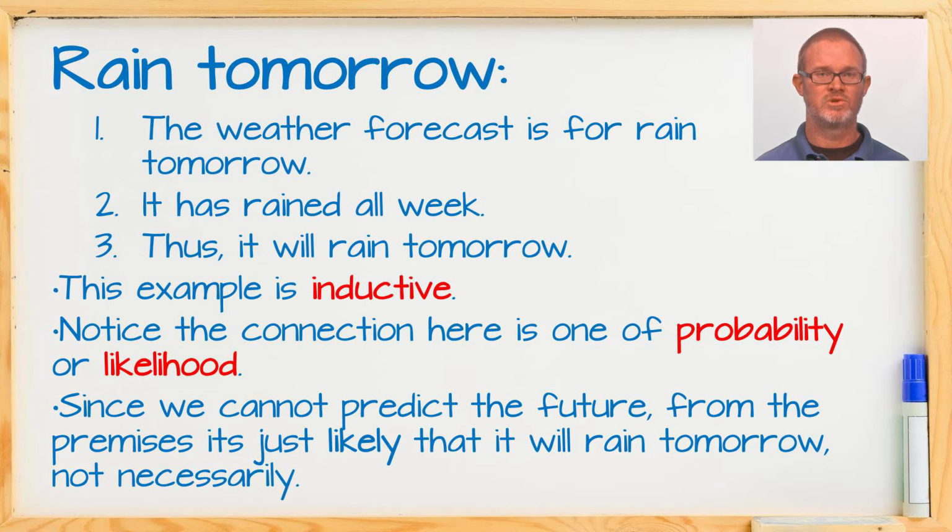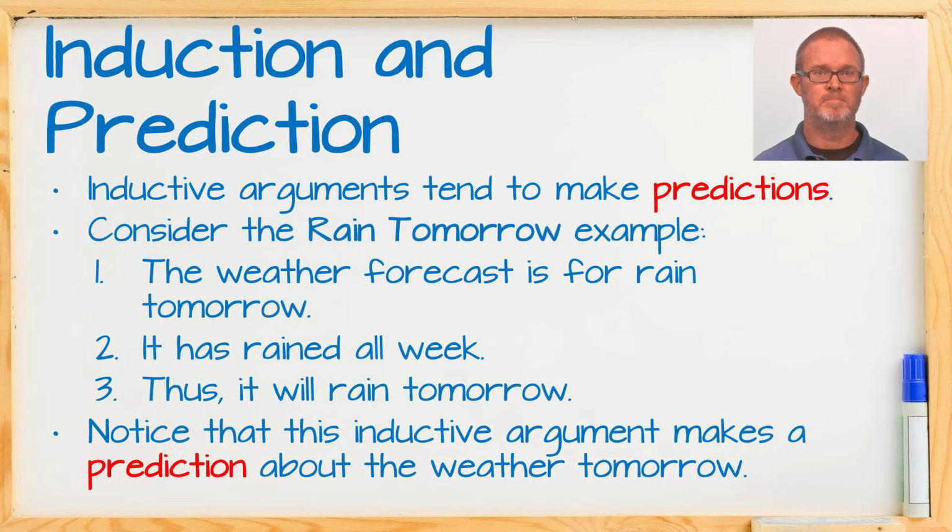Okay? But again, of course, the idea is that that connection between the premises and conclusion is not a necessary one, because even if it's rained all week and even if the weather forecast is for rain tomorrow, the conclusion that it's going to rain tomorrow could still turn out to be false. Okay, and again, we see always with inductive arguments a kind of prediction being made. And the prediction is usually one about the future or something like this.